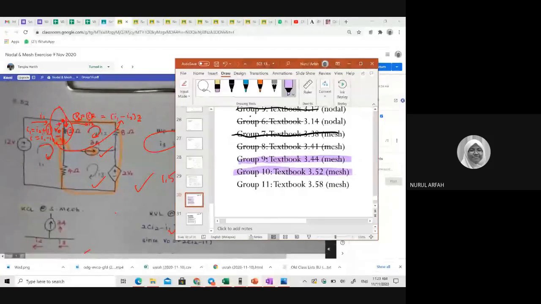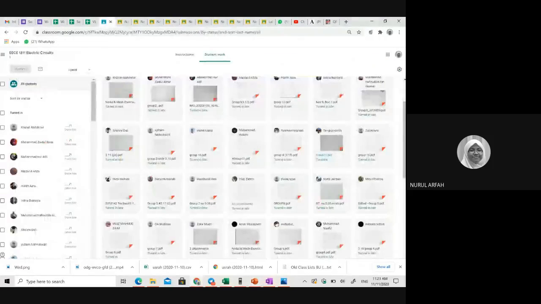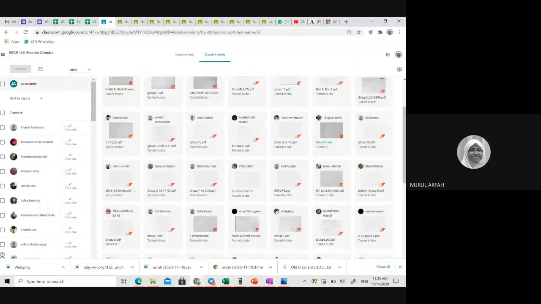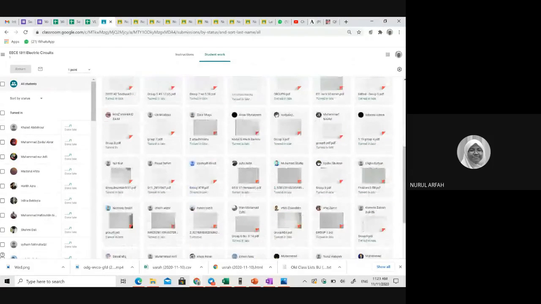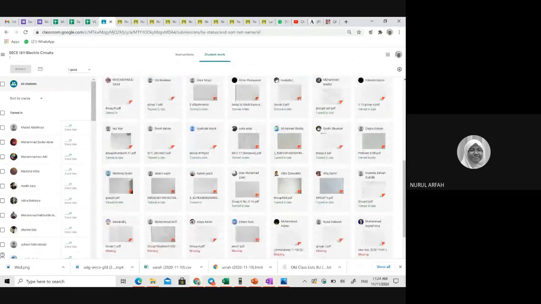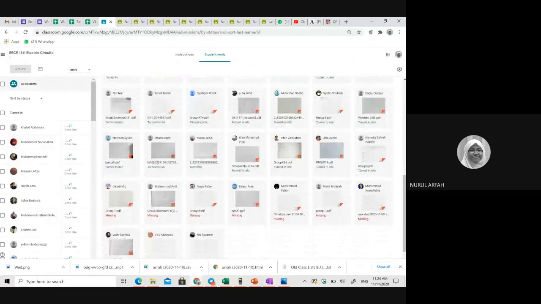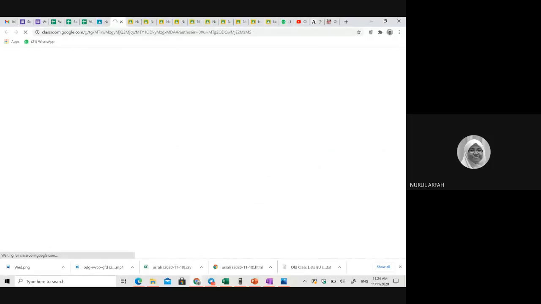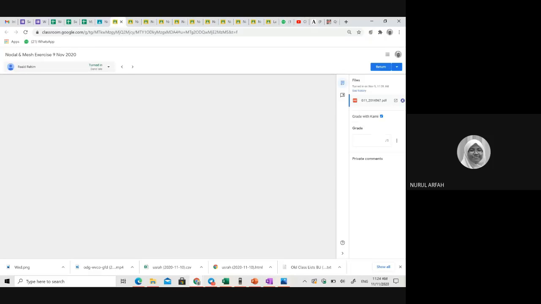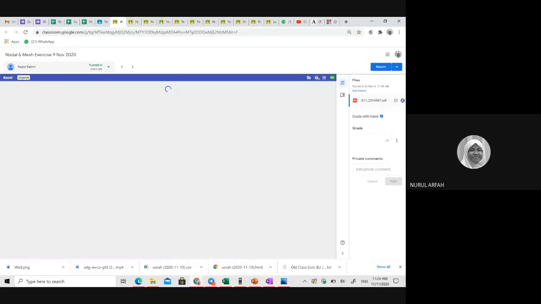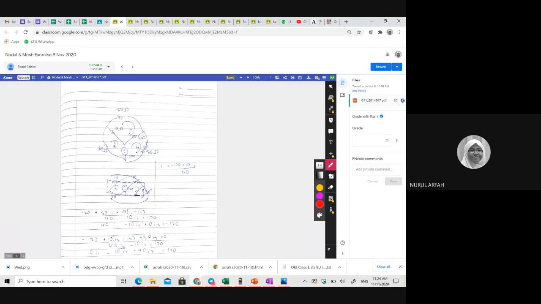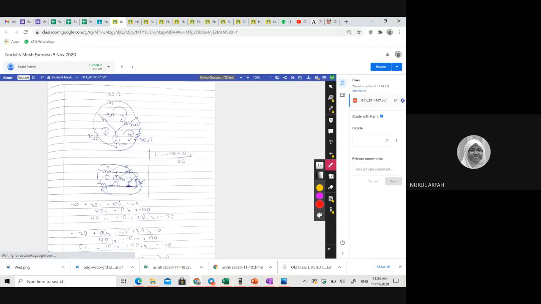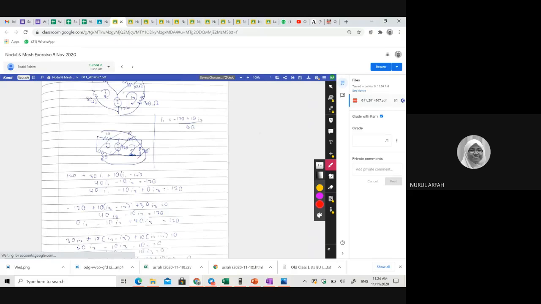Okay, the last group, 11. Any volunteer from group 11? If you want me to check yours. Okay, I will just pick. Kalau tak ada, right. Okay, wow. Okay.